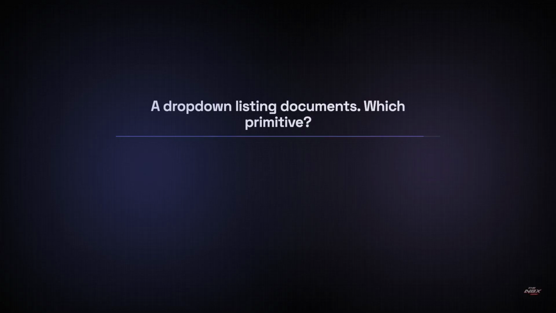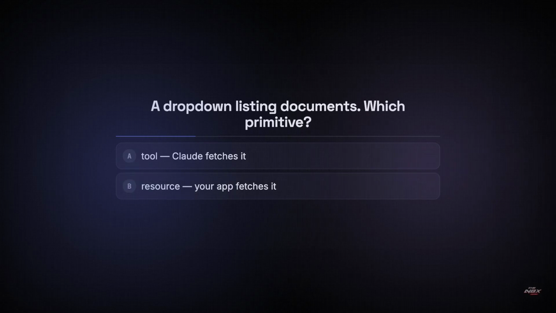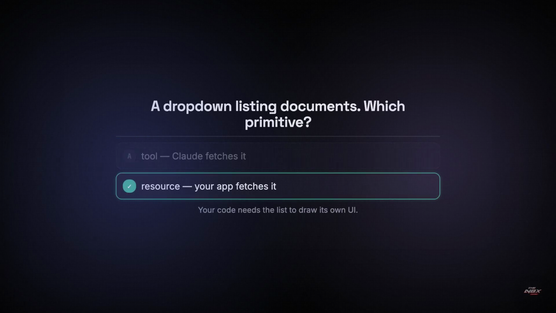Scenario 1, straight from the course. You're building a document editor, and you want a drop-down listing the available documents, so the user can pick one. Which primitive? A tool, so Claude fetches the list. Or a resource, so your app fetches it. Have a think, and pause if you'd like a moment. Ready? A resource. Your app needs that list to draw its own dropdown, and Claude isn't involved in drawing a dropdown, so your code is the one deciding, which makes it a resource.